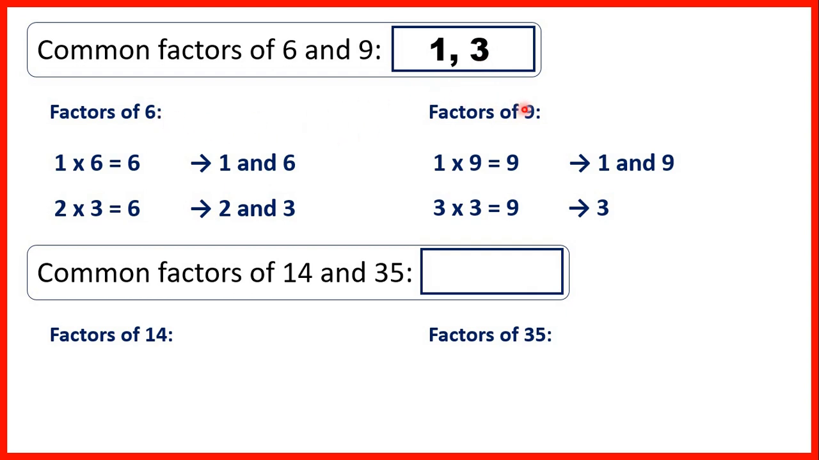6 and 9 are multiples of both 1 and 3. So we can say that 3 is the highest common factor of 6 and 9.